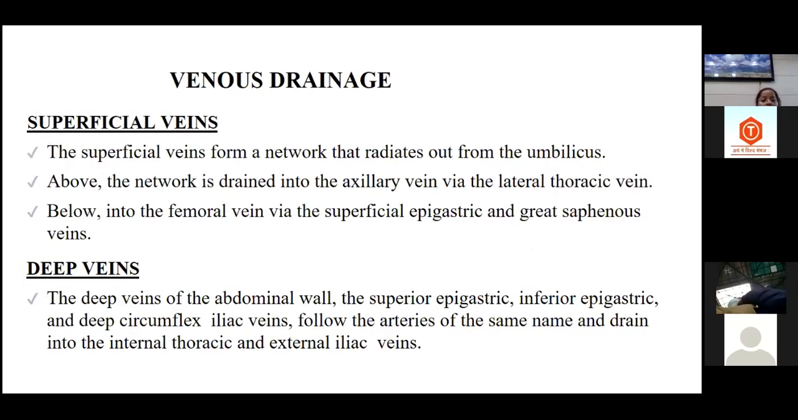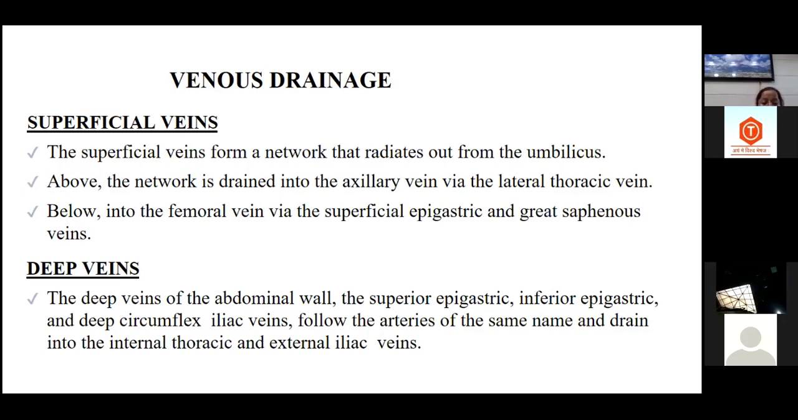The venous drainage: there are a few superficial veins. The superficial veins form a network that radiates out from the umbilicus. Above the umbilicus, the network is drained into the axillary vein via the lateral thoracic vein. Below the umbilicus, it is drained into the femoral vein via the superficial epigastric and great saphenous veins.